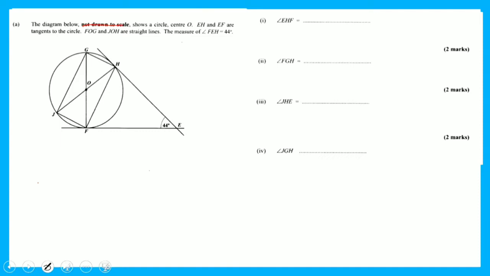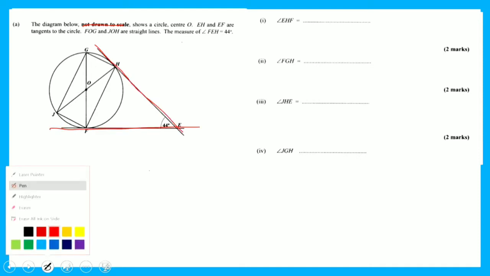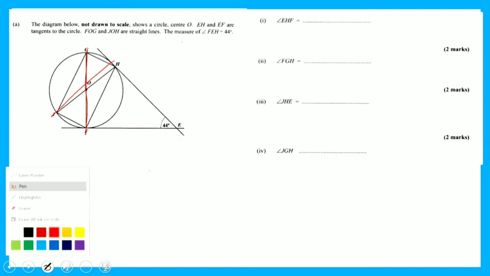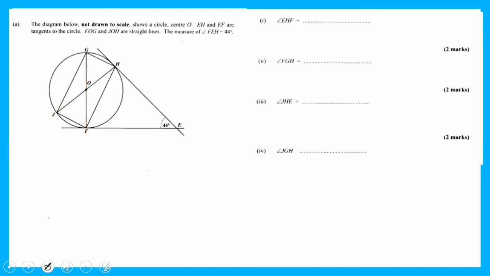All right, center O. EH and EF are tangents to the circle, as we can see. Tangents to the circle, EH and EF. FOG, you want to follow when you're reading the question. So you go FOG and JOH, they are straight lines. All right, fine. And the measure of angle FEH is 44 degrees.